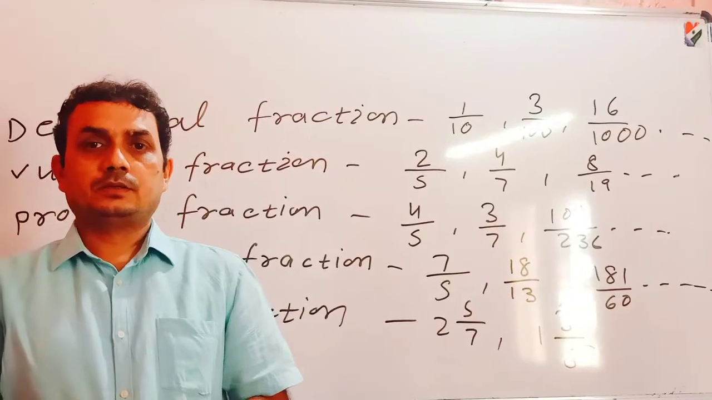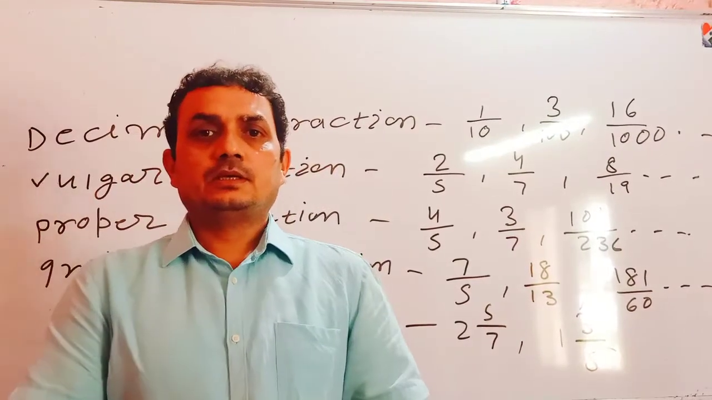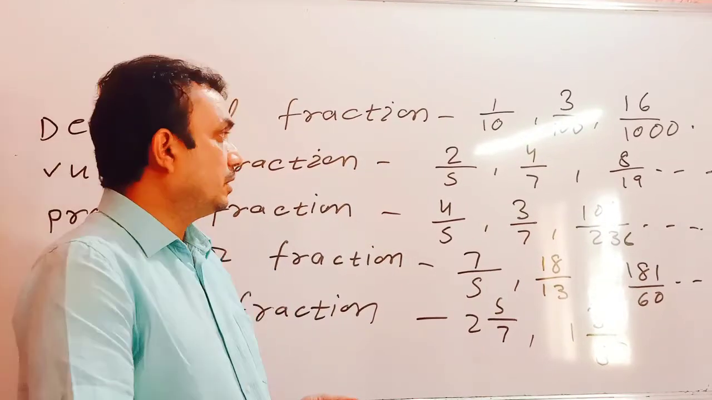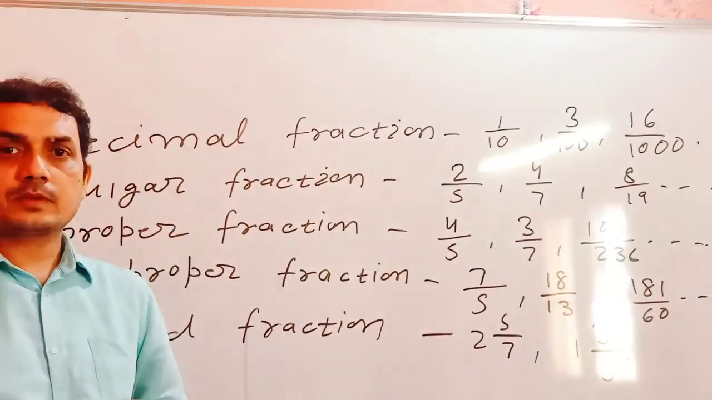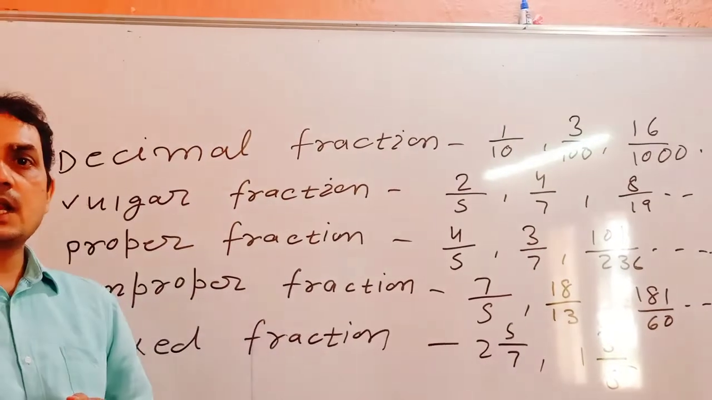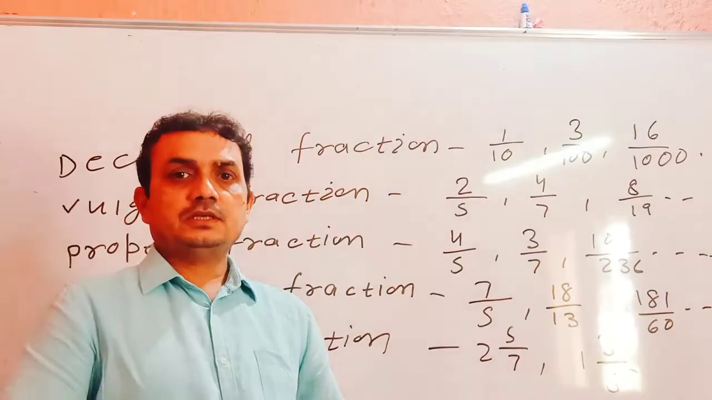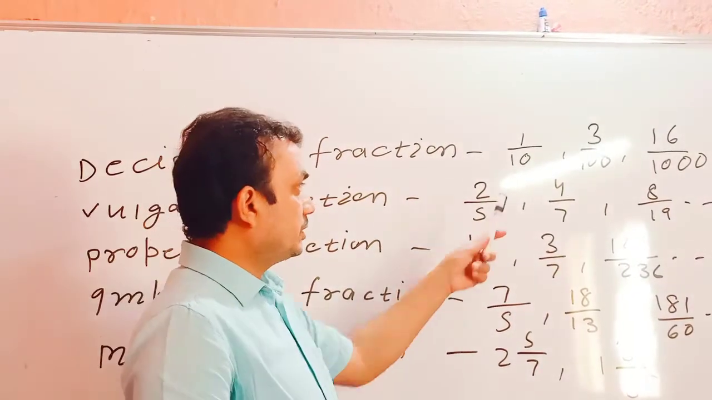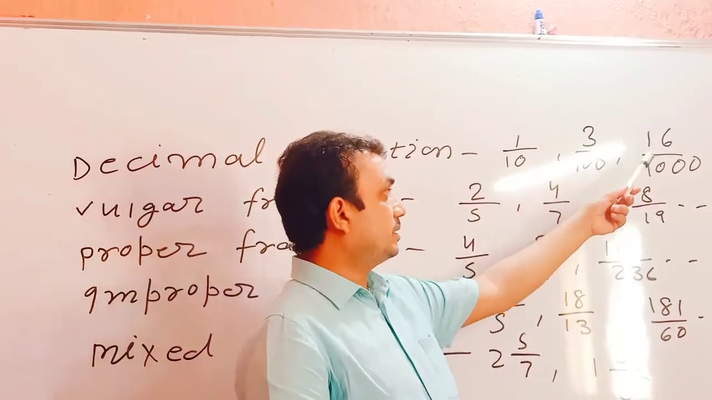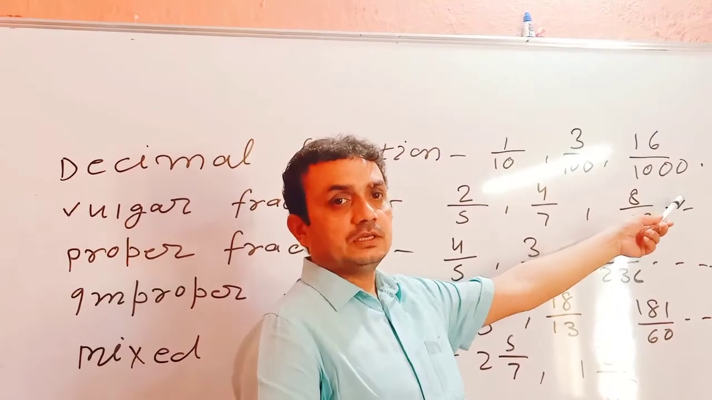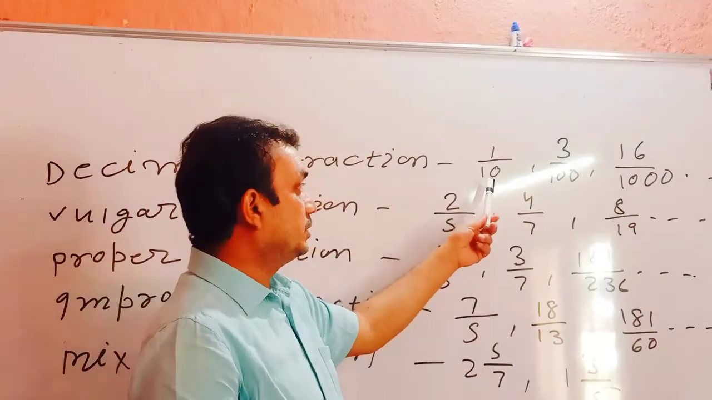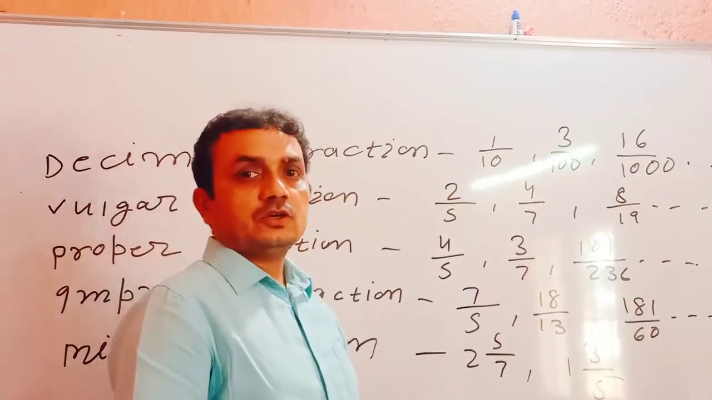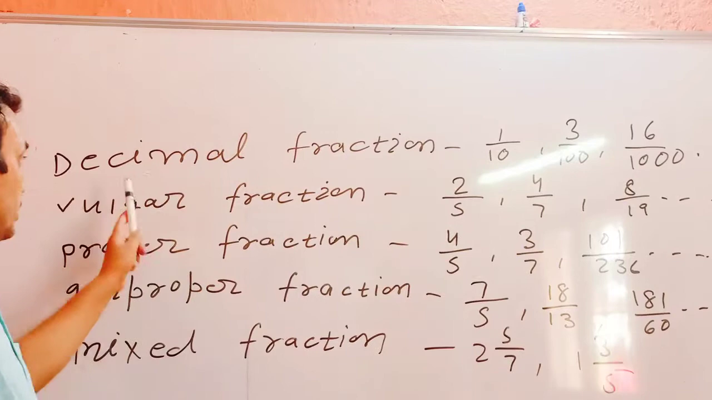Okay, children? I am giving an example and explaining it. First is our decimal fraction. Our first classification of fraction is decimal fraction. In these fractions, we see 1 by 10, 3 by 100, 16 by 1000. We see that the denominator is 10, 100 and 1000, so it is called a decimal fraction.